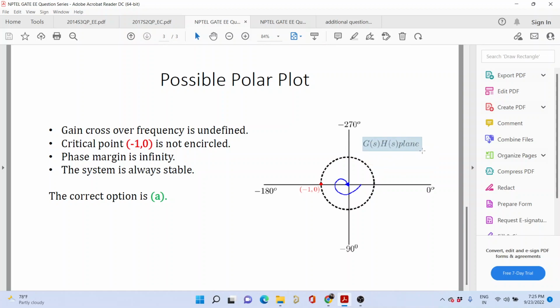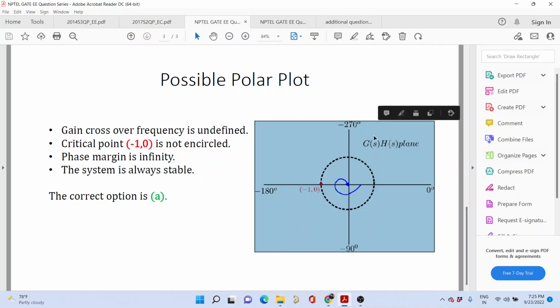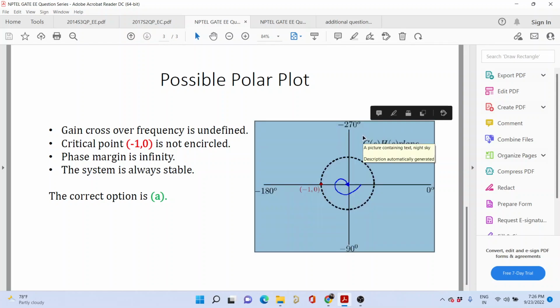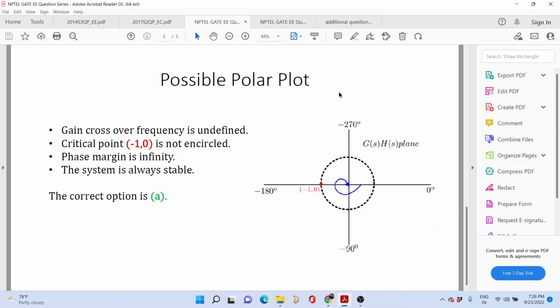Why are you plotting in the GS into HS plane? Because GS is the open loop, you can consider it as a plant. GS is the plant or the controller that you have designed, so it is on the forward path. And you have the measuring instrument, the sensor. These two are known to you, so it is far more convenient to compute GS into HS. 1 plus GS into HS is just a shifting of the origin. If you do 1 plus GS into HS, then this point gets shifted to the origin.